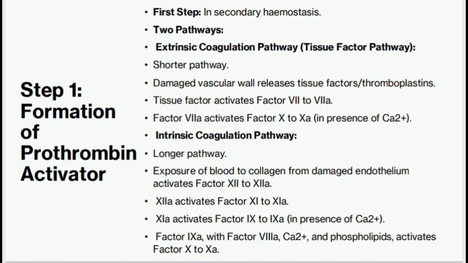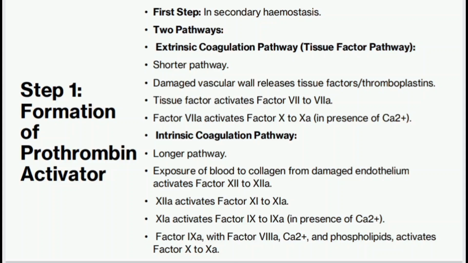Step 1. Formation of prothrombin activator. First step, in secondary hemostasis. There are two pathways: the extrinsic coagulation pathway, that is the tissue factor pathway. This is the shorter pathway. Damaged vascular wall releases the tissue factors or thromboplastins. Then the tissue factor activates factor 7 and 7a. Factor 7a activates factor 10 and 10a in the presence of calcium ions.